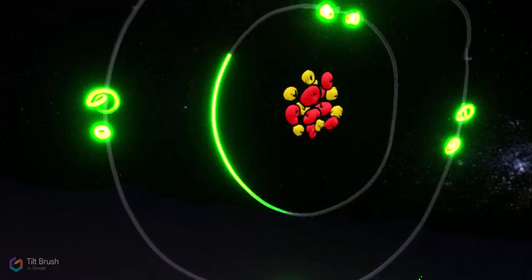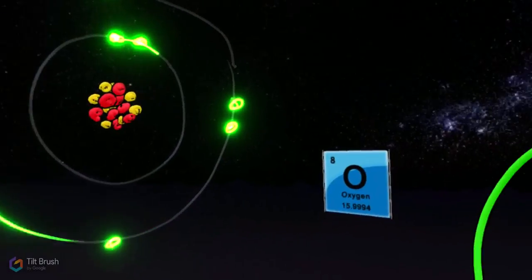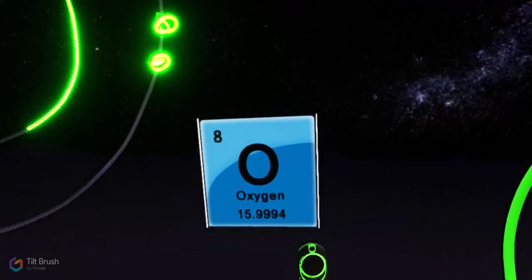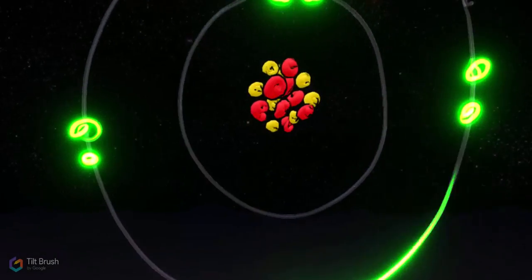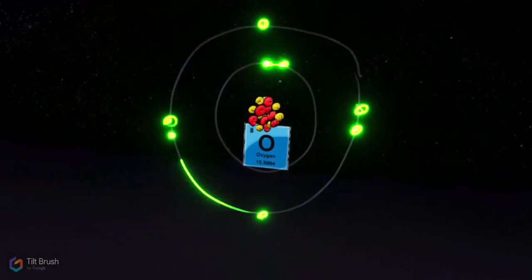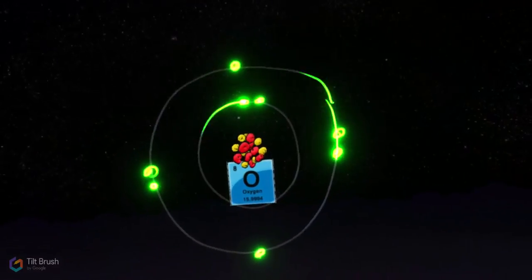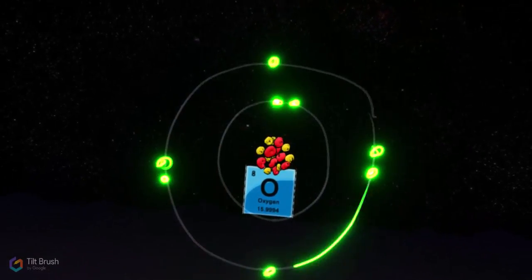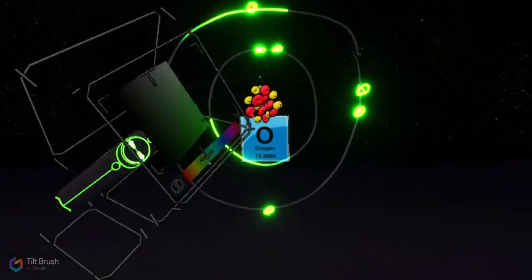Here's our 2 outer shells. Now, in reality, when you have an atom, we'll put the label right here. There we go. Isn't that beautiful? There's our oxygen atom. All right, so the reality is when you have an atom, the electrons are actually spinning around in a giant cloud.